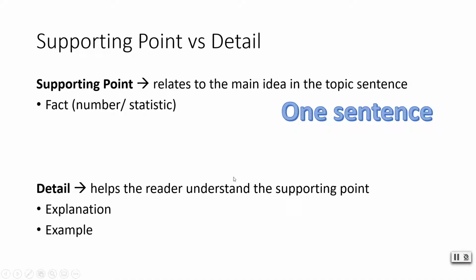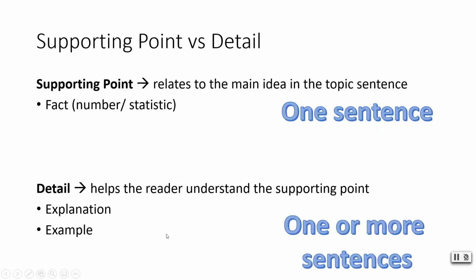Then you have details. Now the details help the reader understand the supporting point. The details can be an explanation or they can be an example. Sometimes they can even be both. Now your detail will be one sentence or more. So when you write really long paragraphs, you will have a lot of detail. Examples and explanations, sometimes we have 2 or 3 examples. Those are called details.